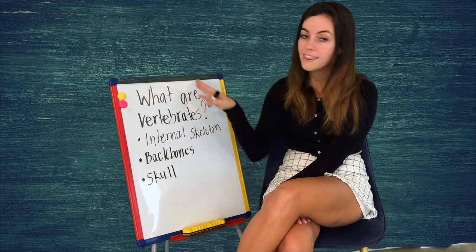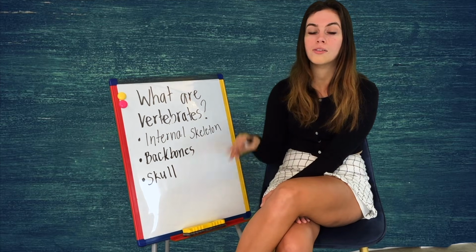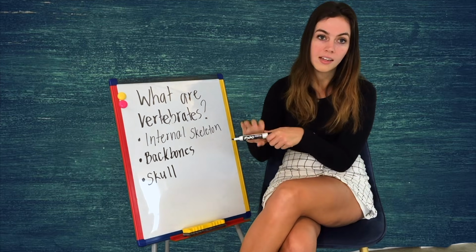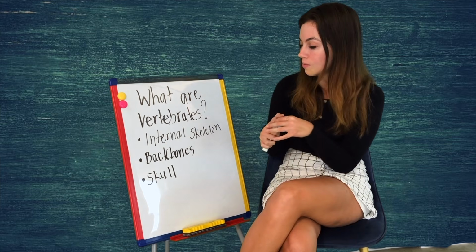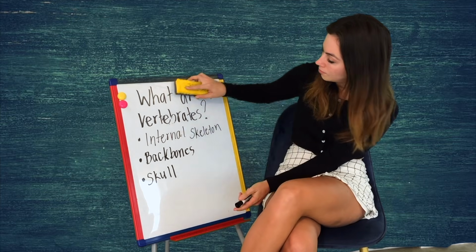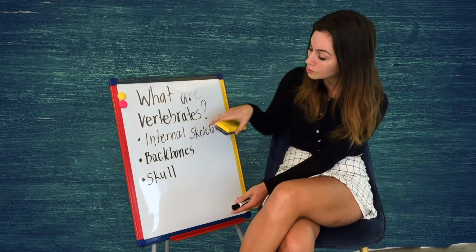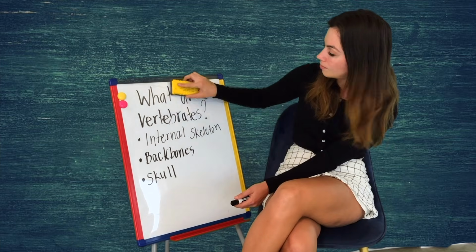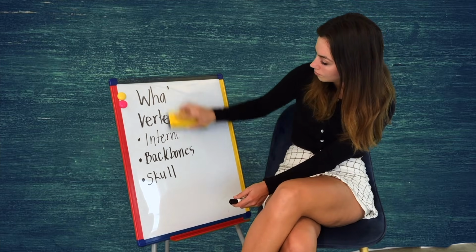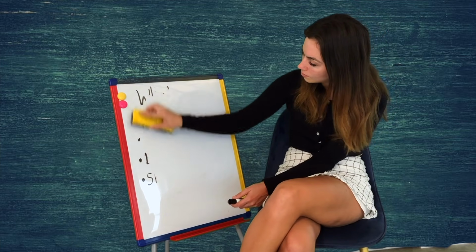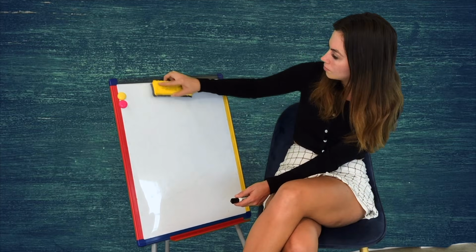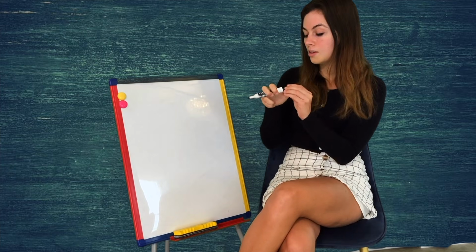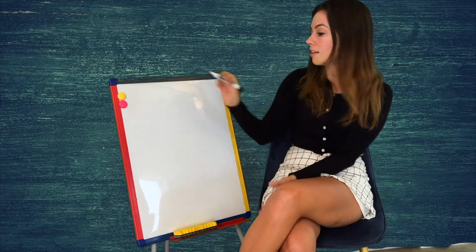Within this, there are different classes of them, and there are 7 different classes. I'm going to go ahead and talk about that now. Just remember, with vertebrates, we've got an internal skeleton, a backbone, and a skull. So there are 7 classes.